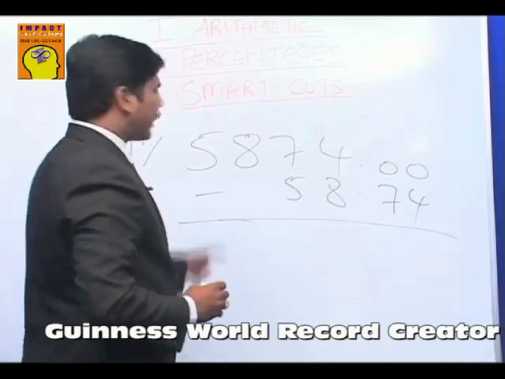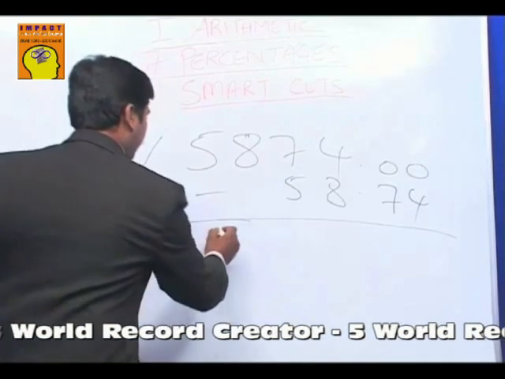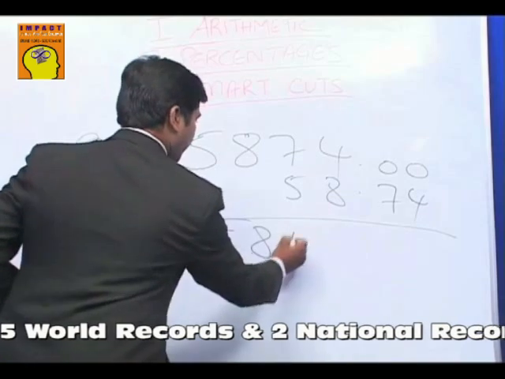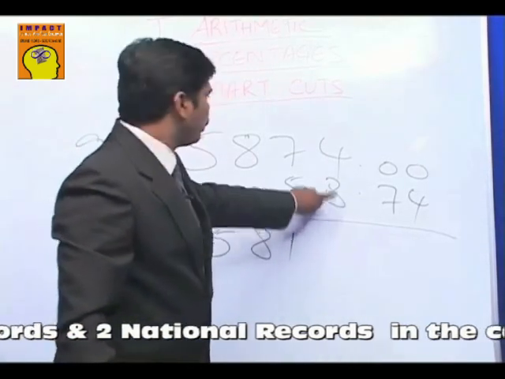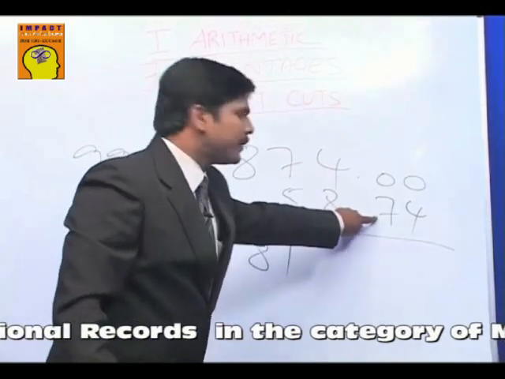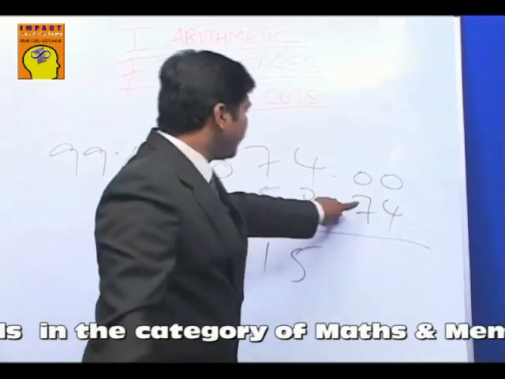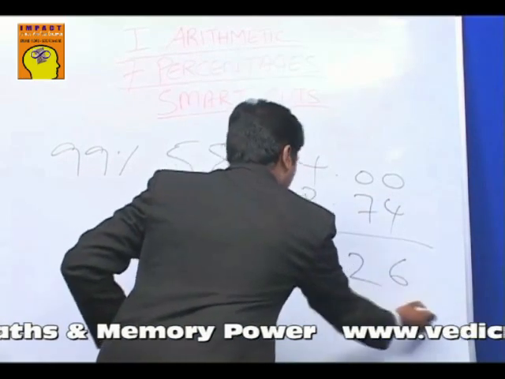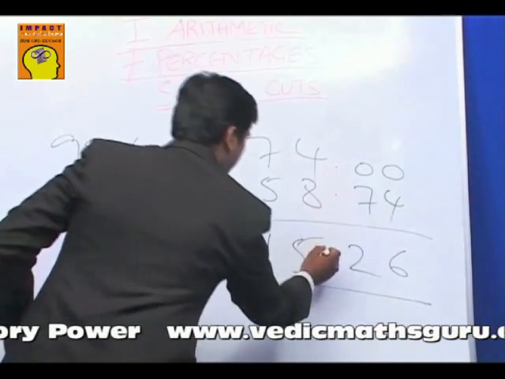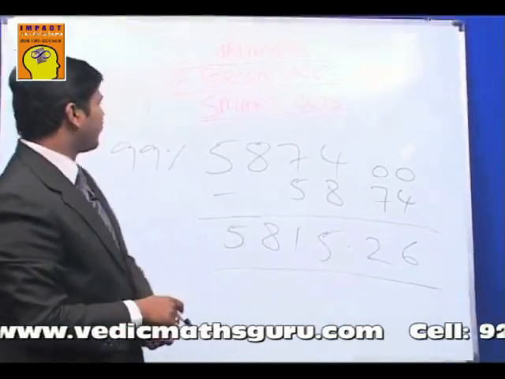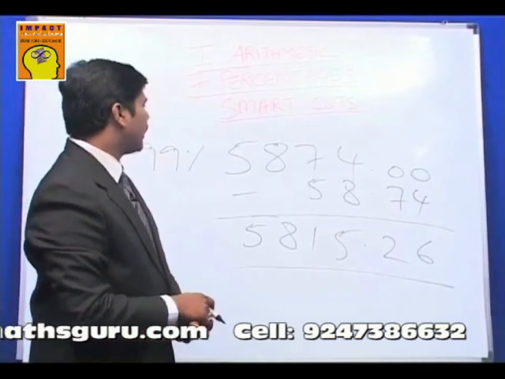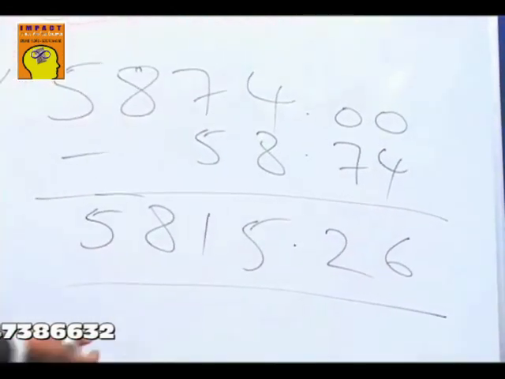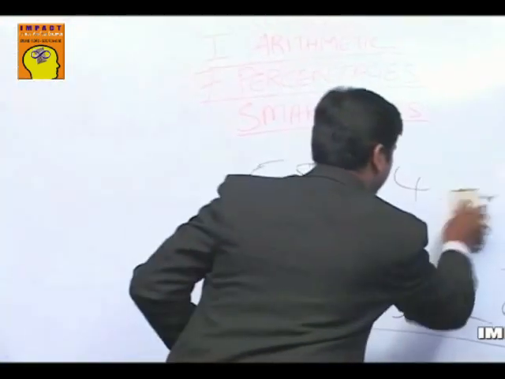Okay, come on, subtract. Okay, 58 matches, so write 58 only. 7 minus 5 is 2, but mismatch, make it 1. 8 complement 2, 2 plus 4 is 6, but next place mismatch, so write as 5. 7 complement 3, but mismatch 2, and 4 complement 6. Okay, now where was the decimal point? Out here, just put it, that's it. So 99% of 5874 is 5815.26.